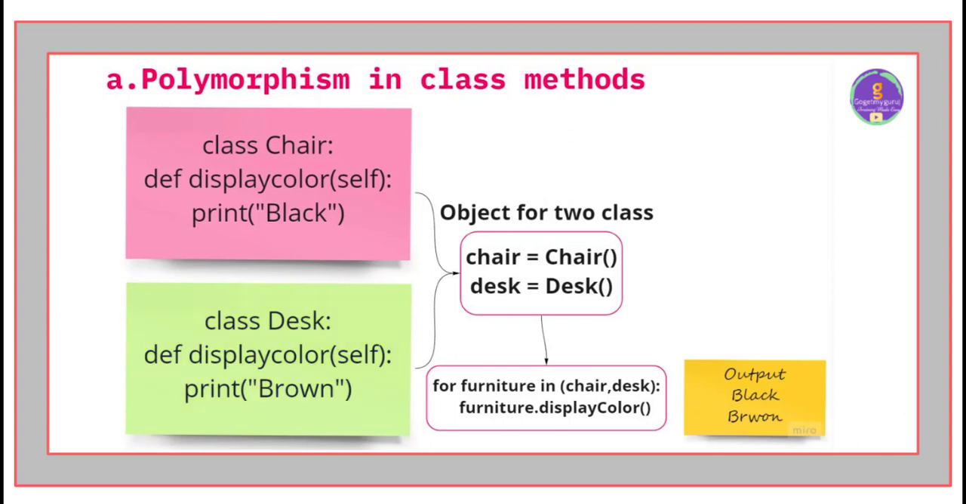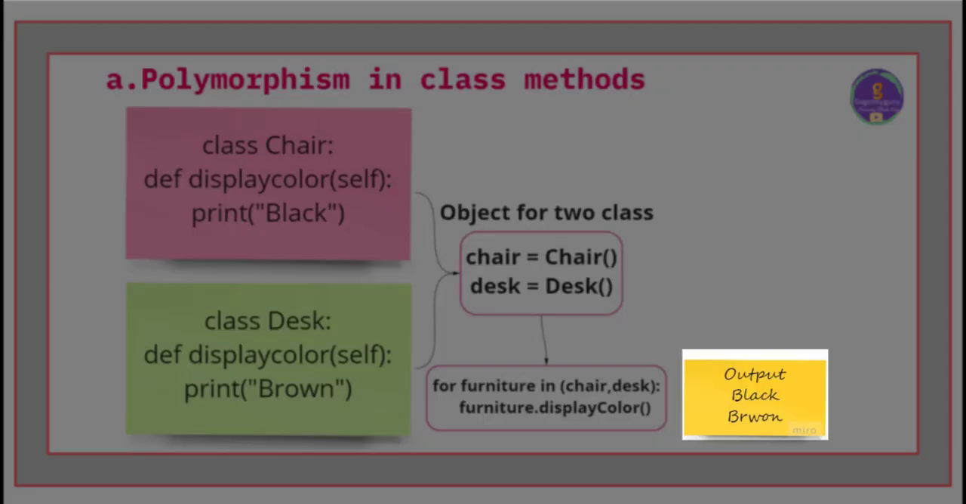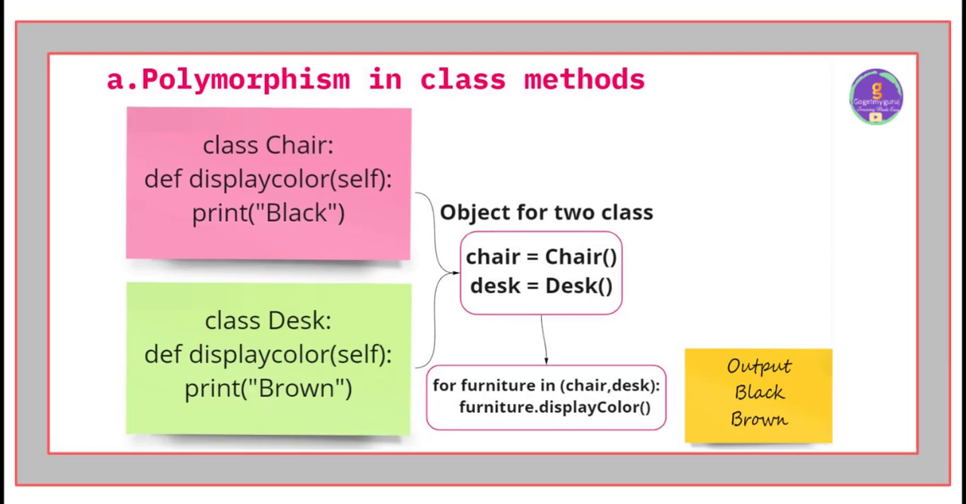Then we create an object for each of the two different classes, because the classes are not inheriting. And then we call the methods by iterating over the objects in a for loop. After running this code, we'll get the output black and brown. Let us demonstrate this in VS Code.